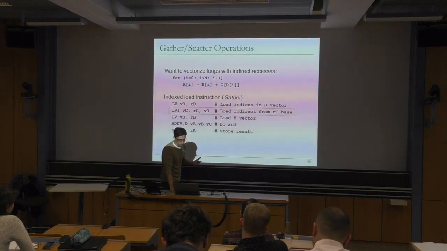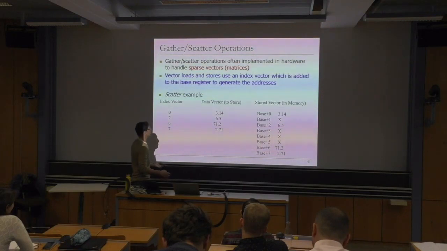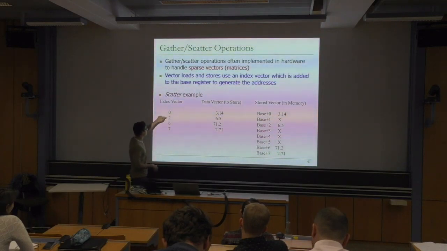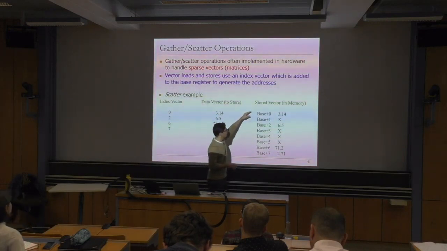And the opposite operation is called the scatter operation. Here you have an example of that. This is the data that we need to store for elements, and these are the addresses in array C, for example, or the indices in array C where we have to store these values.